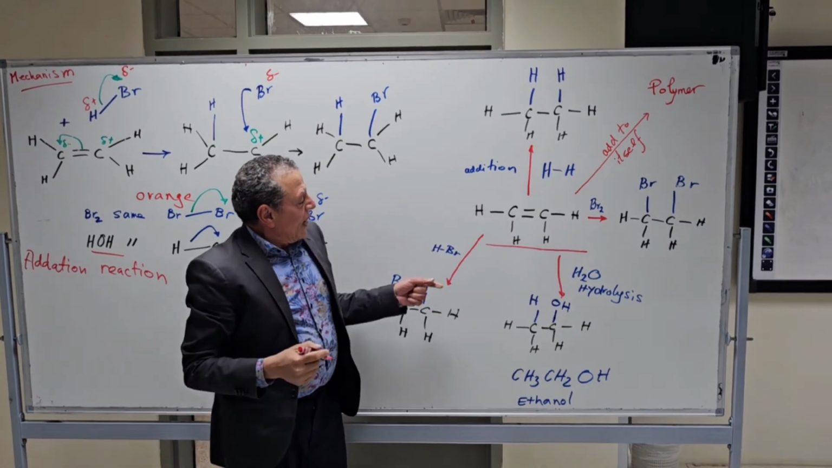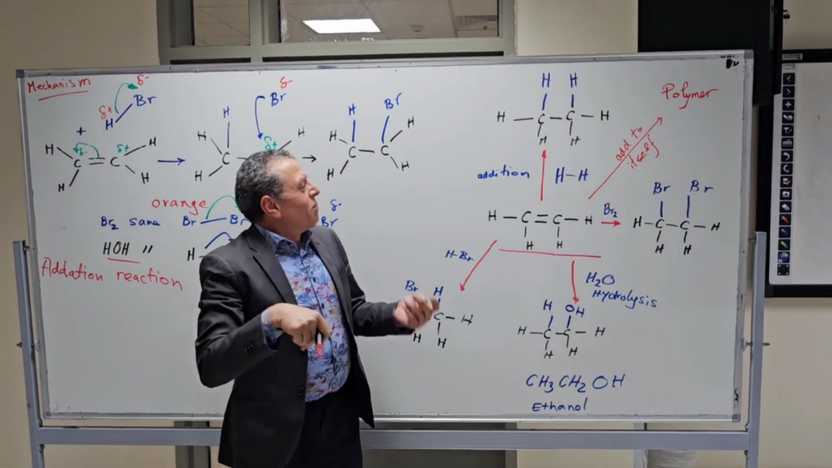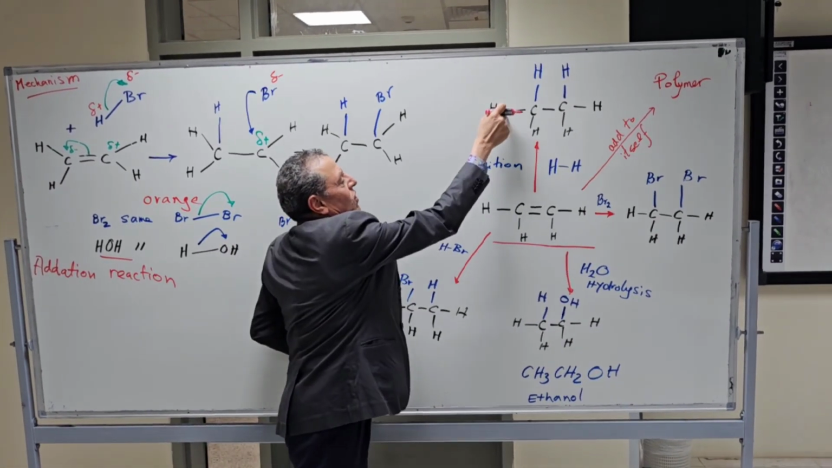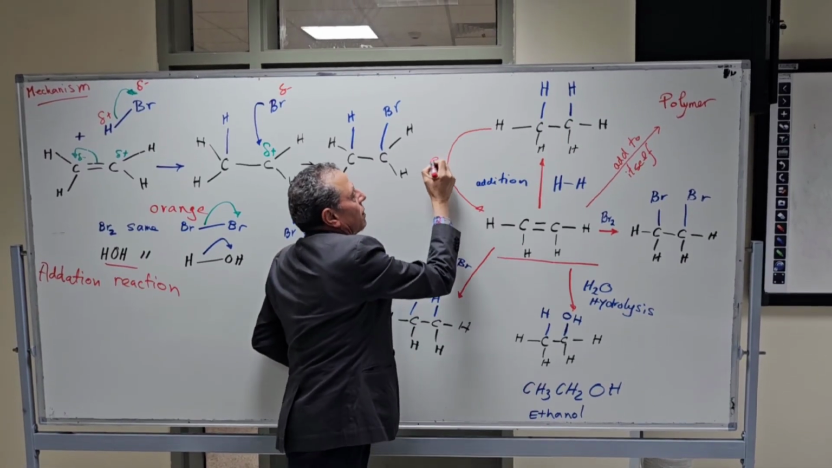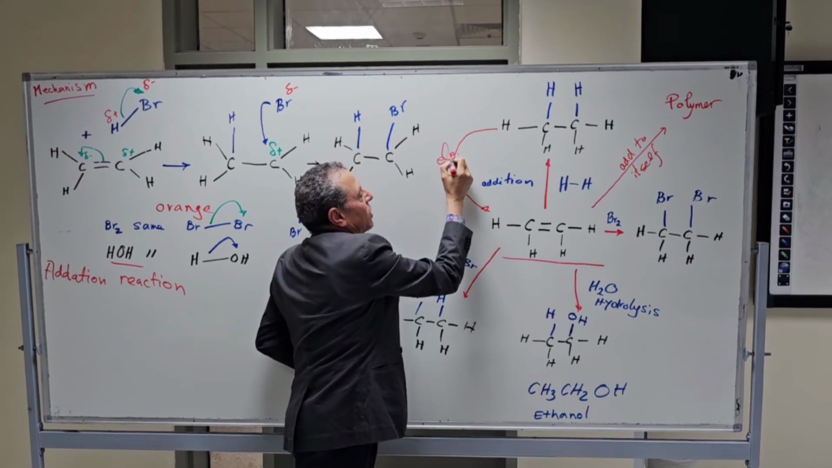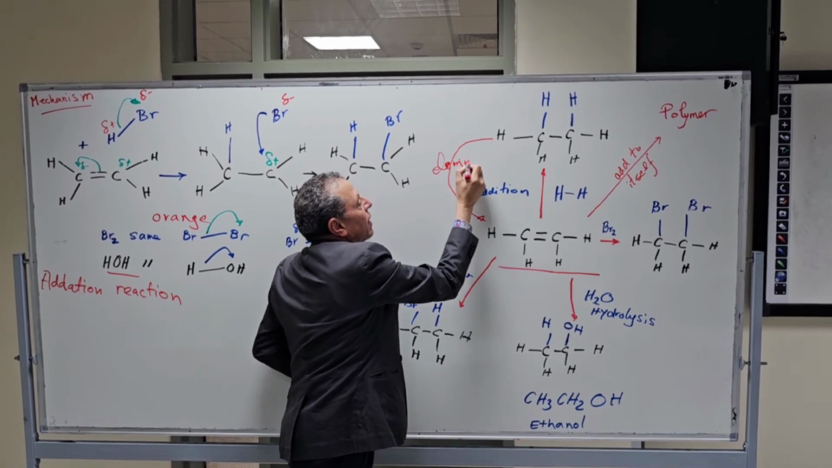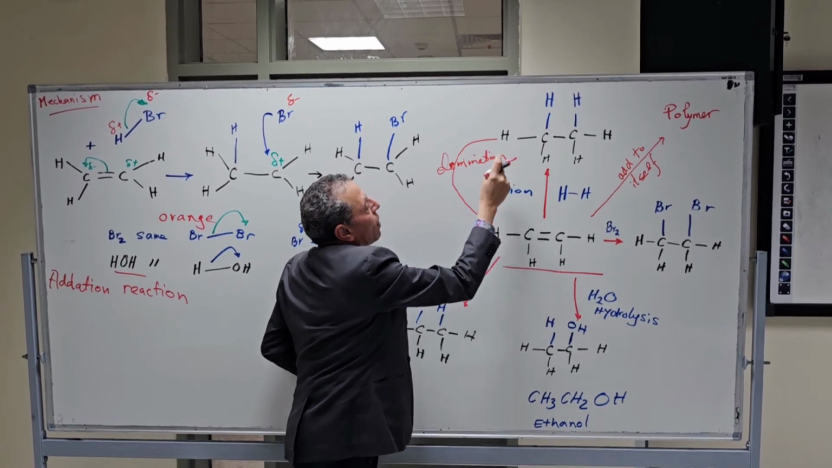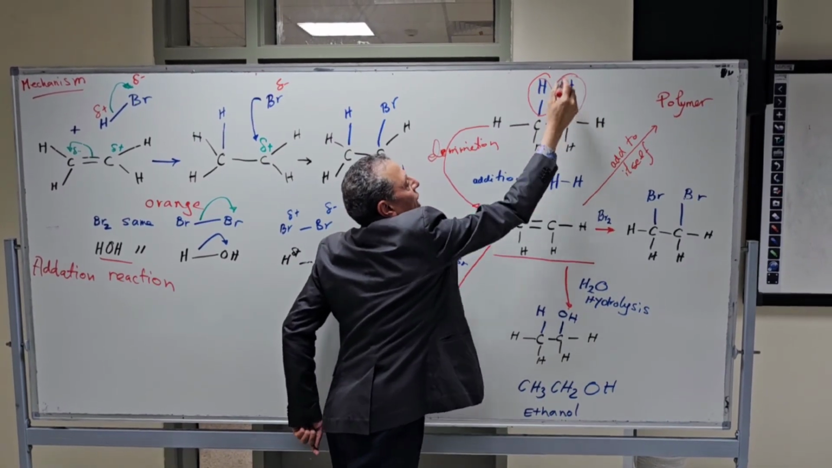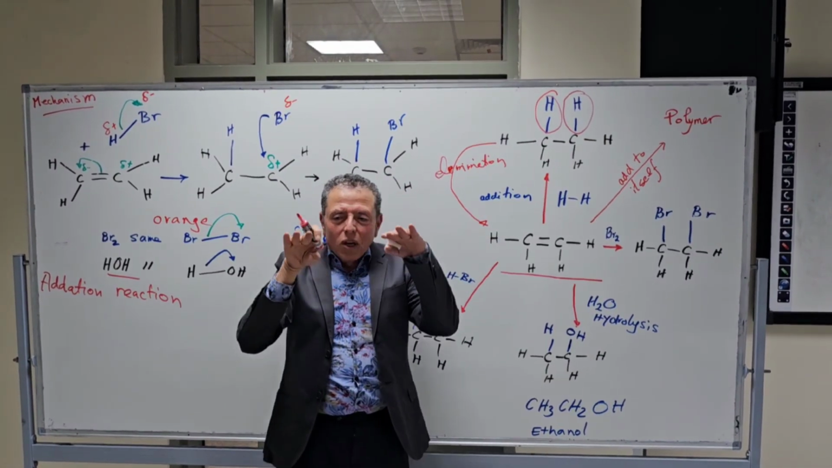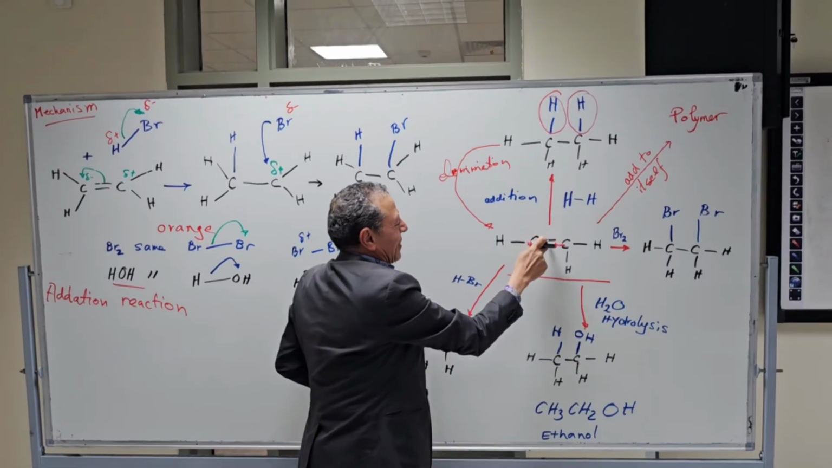And by the way, elimination reaction is the opposite of addition reaction. So if you have this compound and you do an elimination reaction, what does elimination mean? Elimination means removal of the two hydrogens. So if you remove this hydrogen, it means the carbons will be fewer in number, then you add a double bond.